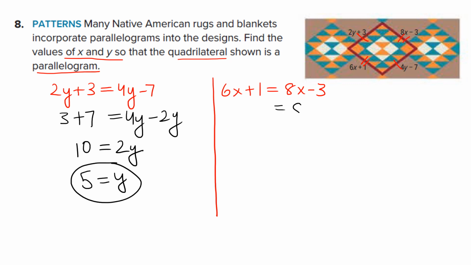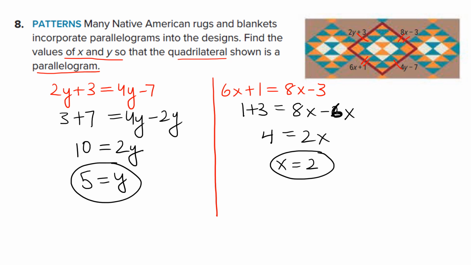Similarly, solve for x. 8x minus 6x is going to give you a 2x. 1 plus 3 is going to give you a 4. So x is 2. So x is 2, y is 5. This is how you solve the question on parallelogram.